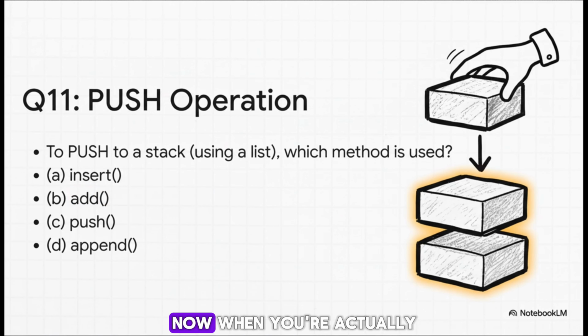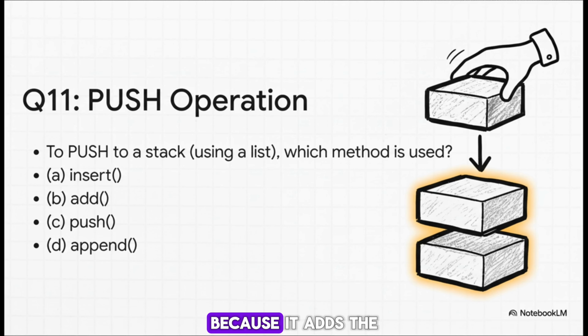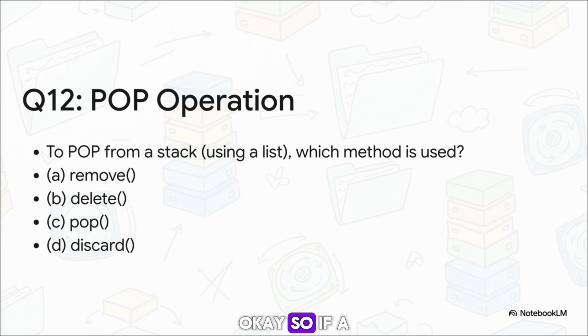Simple. Now, when you're actually building a stack using a simple Python list, which method do you use for a push operation? The correct choice is D, append. Why? Because it adds the new element to the very end of the list, which acts as the top of our stack. Perfect! Okay, so if append is how we push, how do we pop? Well, the method is right there in the name. It's the pop function. By default, the list's pop method removes and gives you back the last item, which is exactly what a pop operation on a LIFO stack is supposed to do.